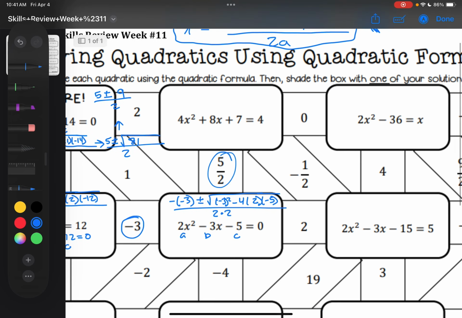Then we move to our next one. Again, we need to get this to equal 0. So how do we do that? Well, we can subtract 4 from both sides, and that gives us a positive 3 equals 0.